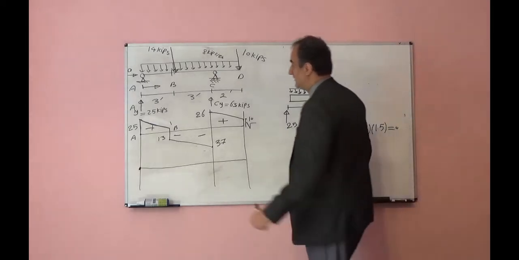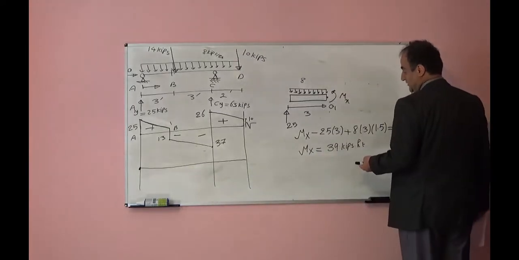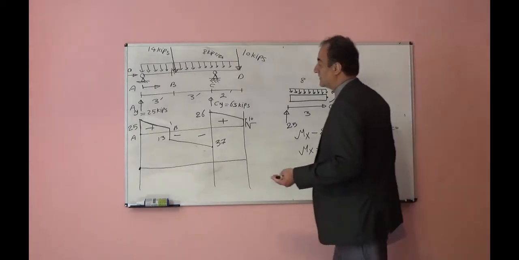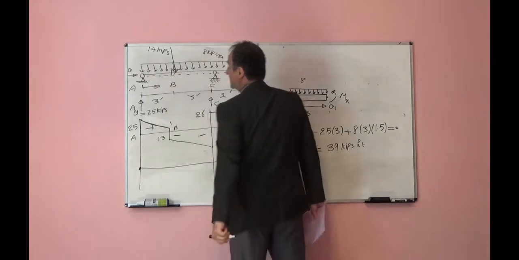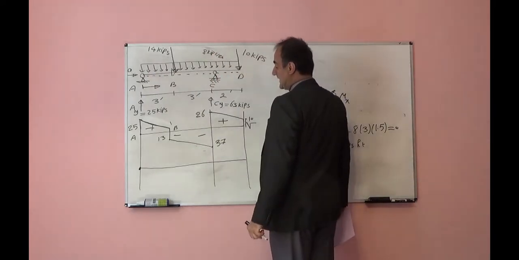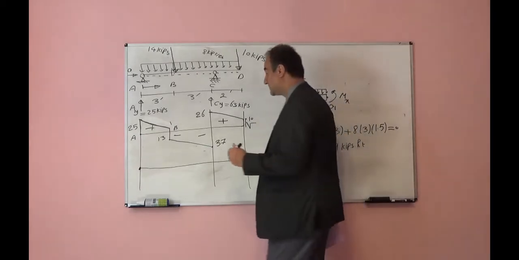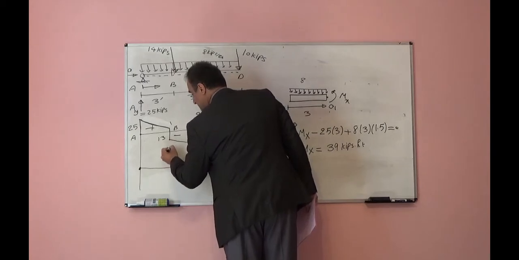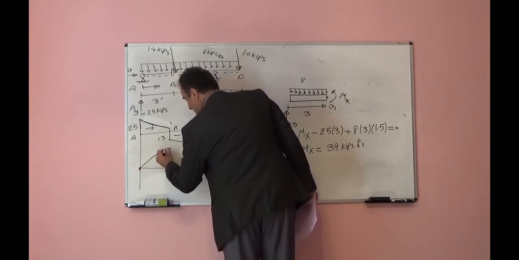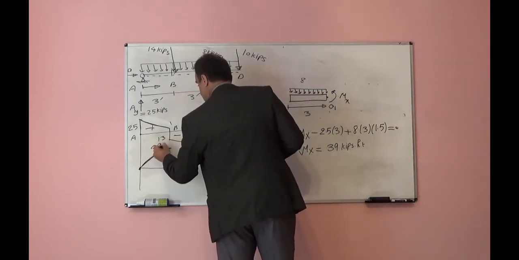And is it positive or negative? From this equation you see it should be positive, but on the other hand this moment creates tension underneath of the beam. Tension underneath of the beam means positive moment, so it should be positive moment, curvy shape, and the magnitude is 39.